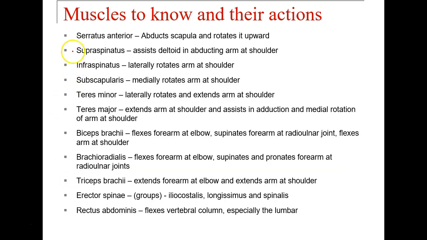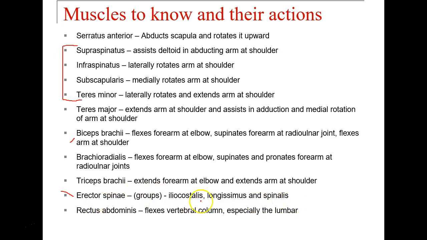Okay. Here we will see a few groups of muscles. So this group of muscles here, supraspinatus, infraspinatus, subscapularis, and teres minor, they all originate from the scapula and attach to the humerus. So these are known as the rotator cuff muscles. Do know their individual actions as well as their group name. Biceps brachii, very common muscle to know. Brachioradialis.